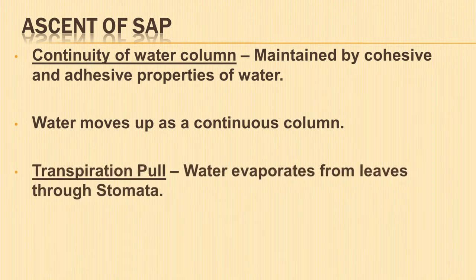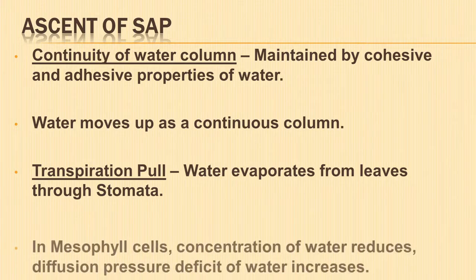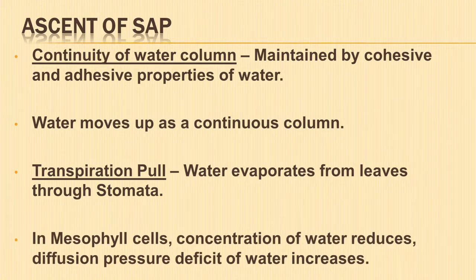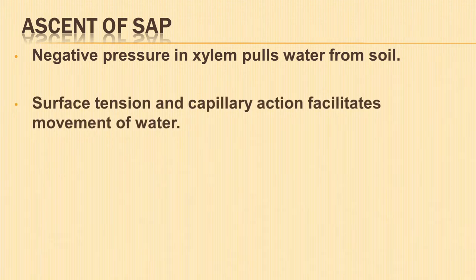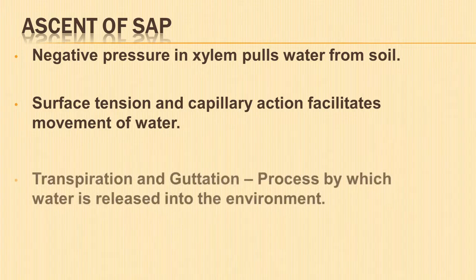Transpiration pull. During transpiration, water molecules evaporate from the surface of leaves through stomata. The concentration of water gets reduced in mesophyll cells, and the diffusion pressure deficit of water in mesophyll cells increases. A negative pressure in xylem vessels pulls the water from the soil. The surface tension of water and capillary action facilitate the movement of water through the plant.